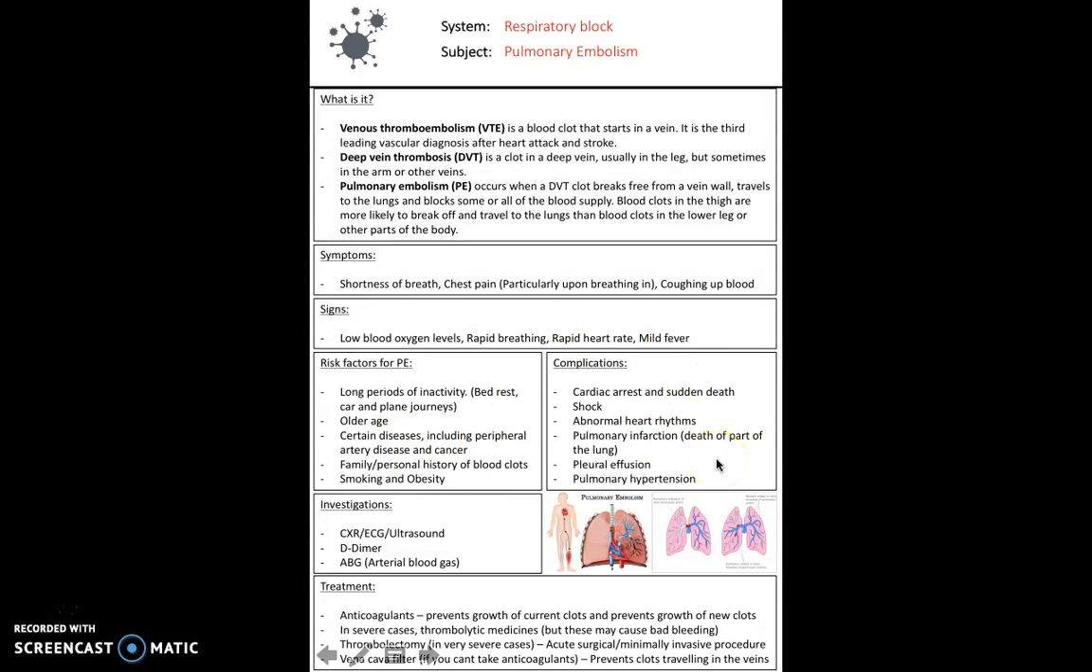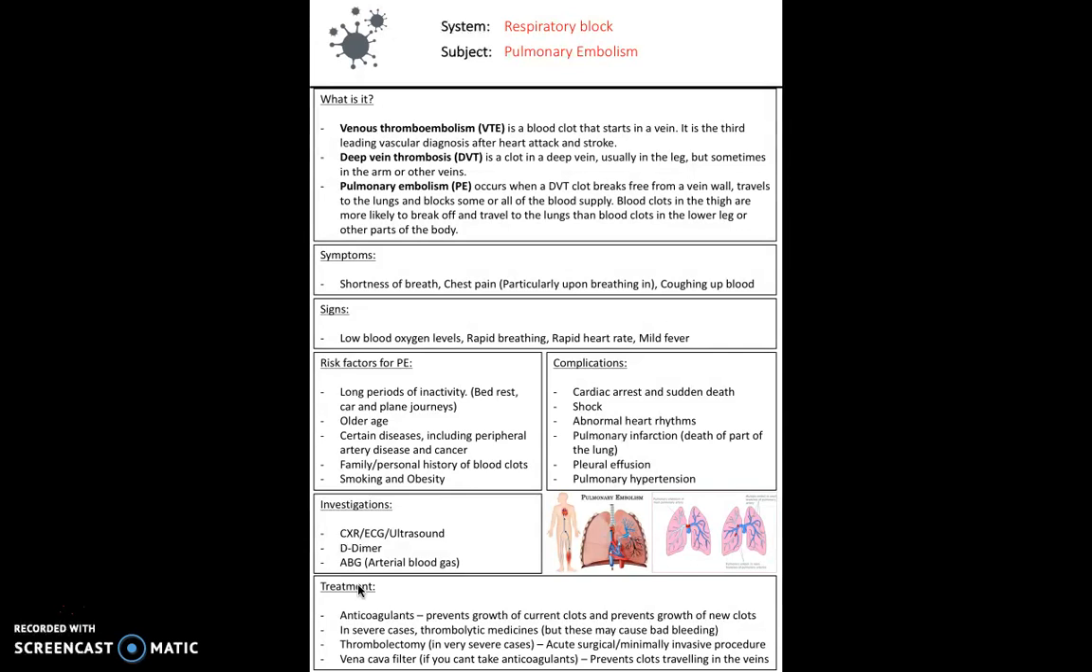It's really important to treat a pulmonary embolism quickly, because there are severe complications if not, so cardiac arrest, sudden death, shock, abnormal heart rhythms, and pulmonary infarction as well, so you can lose part of your lung in terms of death of part of a lung. So how would we treat a pulmonary embolism? It would come down to anticoagulants, so these prevent growth of current clots, but they also prevent the growth of new clots forming.